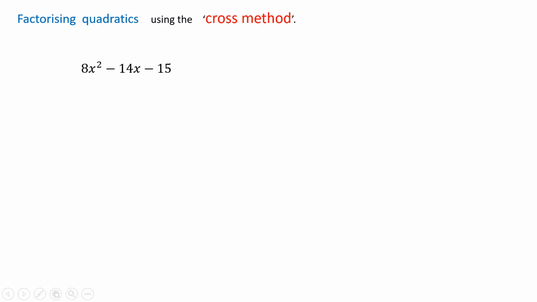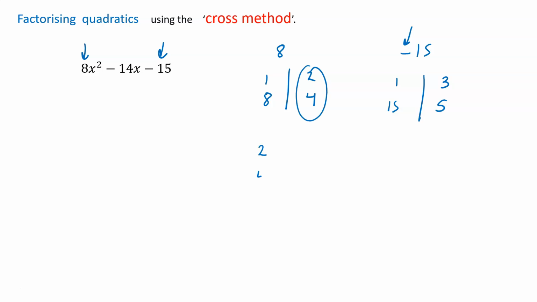We repeat this process again, factorizing the 8 and the negative 15. So let's go. We have 8, we have 1 and 8, and we have 2 and 4. All right. With a negative 15, we do 1 and 15, or 3 and 5, keeping in mind that one of these will have to be negative. So I'm going to choose, let's go with 2 and 4, and perhaps 3 and 5.